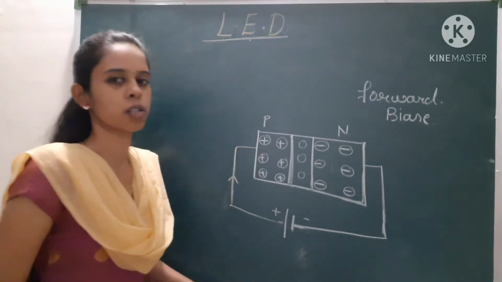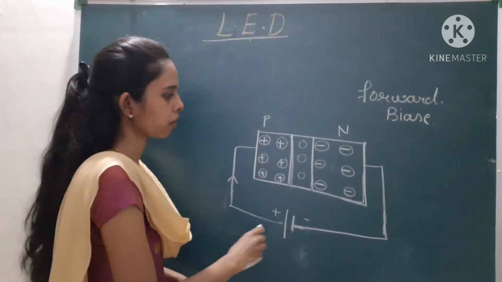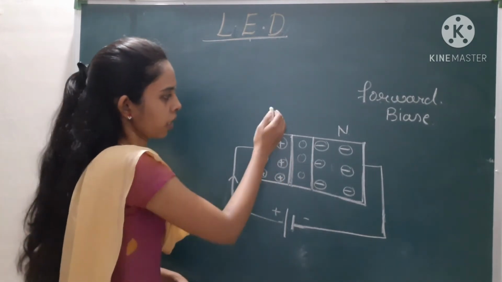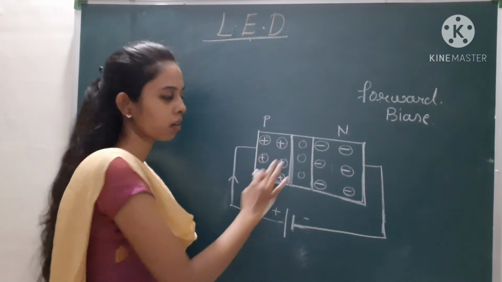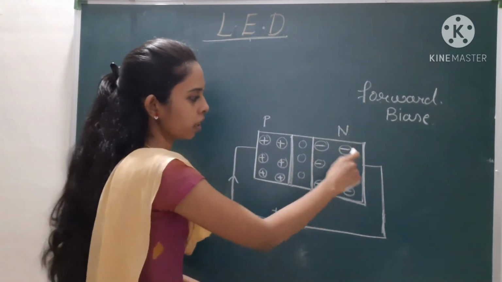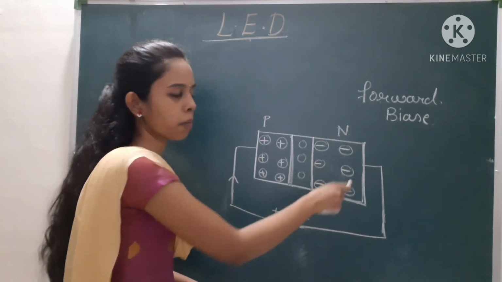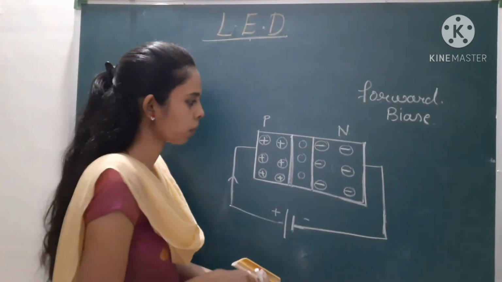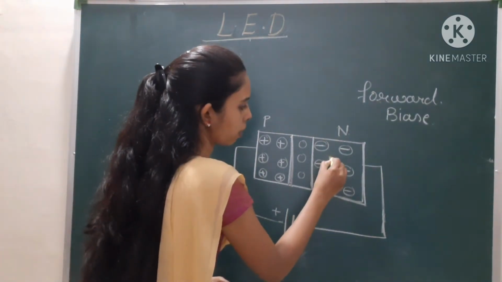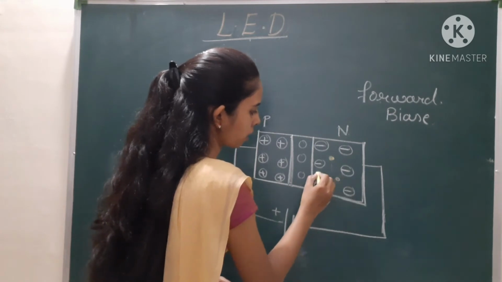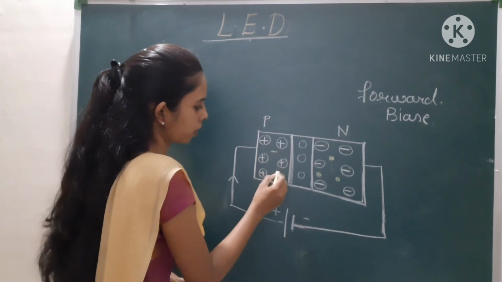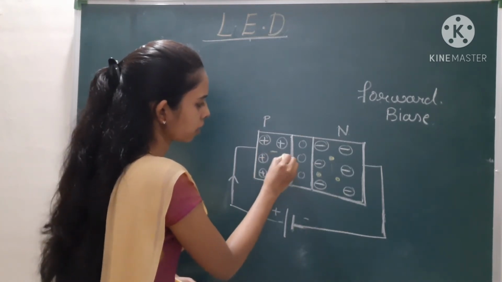Now in forward bias mode, what is happening? When the current starts flowing, there are some minority carriers. In the P region, what are the majority carriers? Holes are the majority carriers. And in the N region, the negative electrons are the majority carriers. Then the minority carriers will be what? In the N region, there are positive holes as minority carriers. And in the P region, the minority carriers are the electrons.